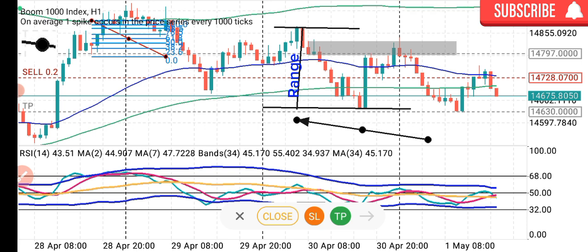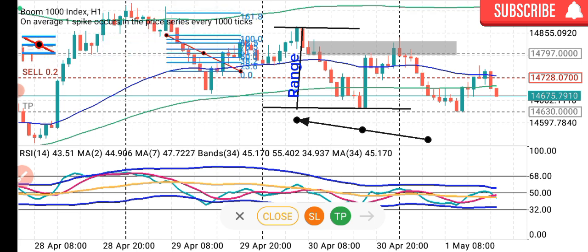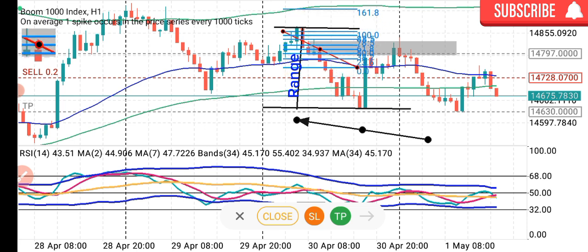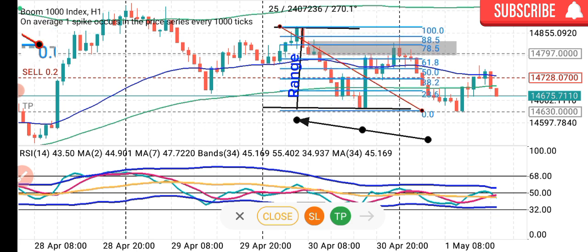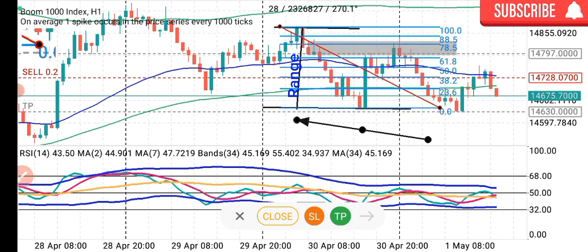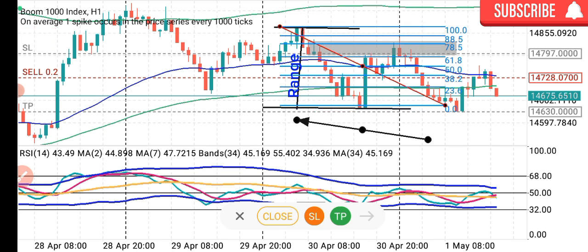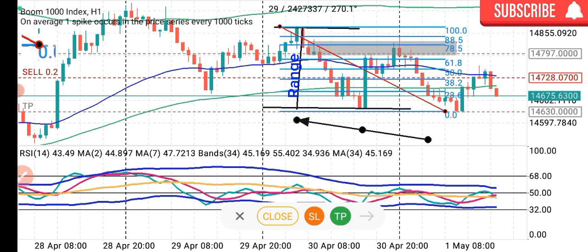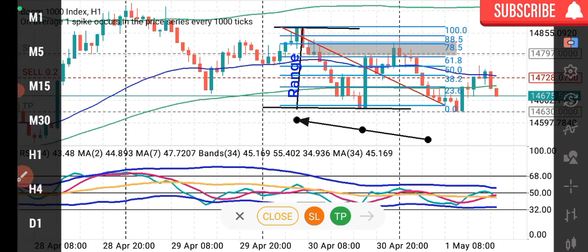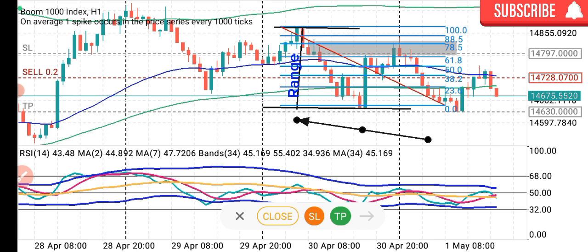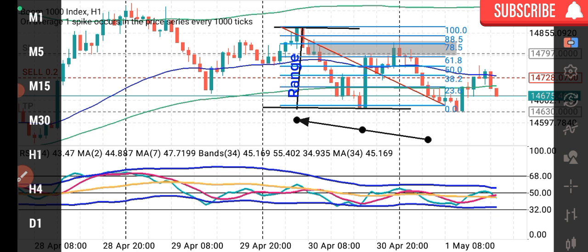So what do we do? We will pick our Fibonacci tool, place it here, and then we will draw our Fibonacci. You can see how it is. Very perfect. We now have our Fib level there.